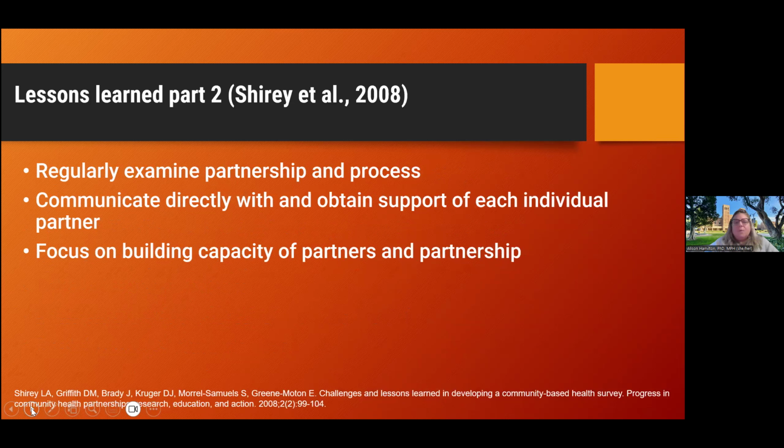We also really want to be reflexive about this work. We want to continually examine the partnership that we've established and the processes that we've established. I'm going to talk about that in just a moment. And communicate directly, often, early, consistently, respectfully. And as you've seen before, really focus on building capacity of partners and partnership.